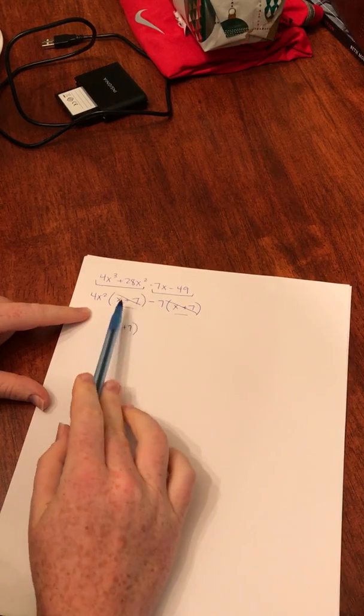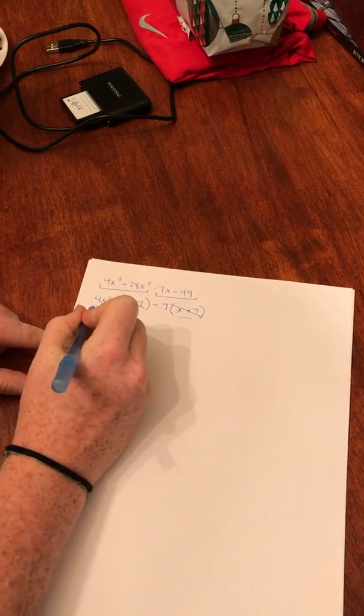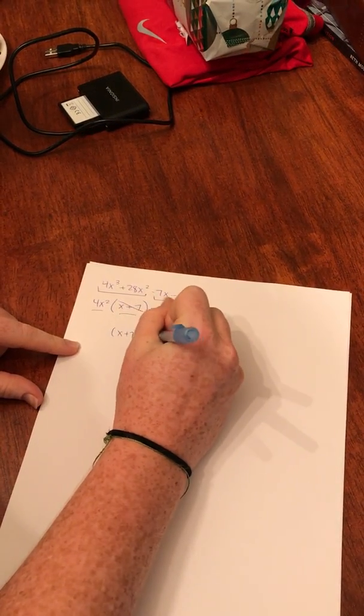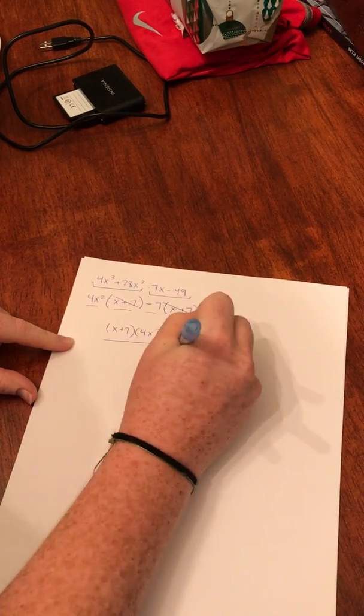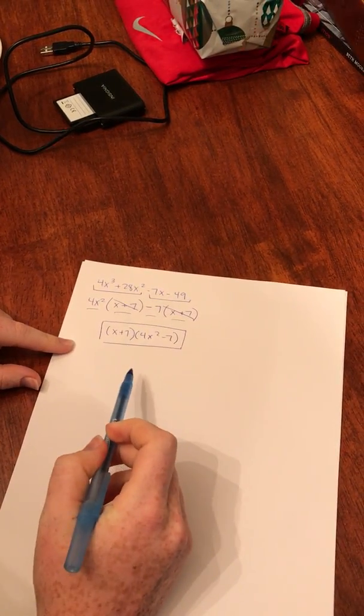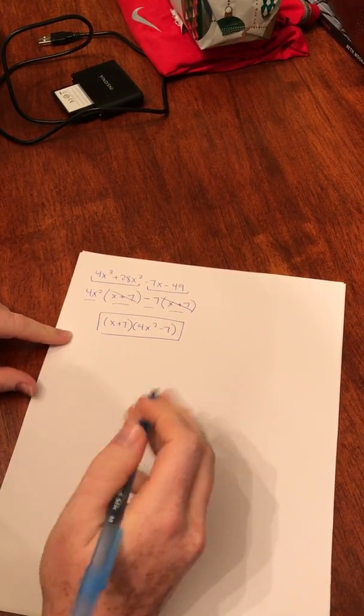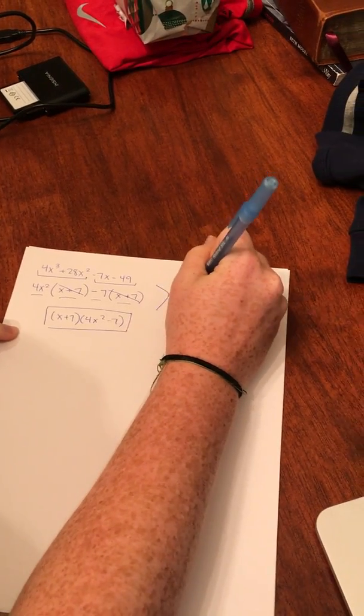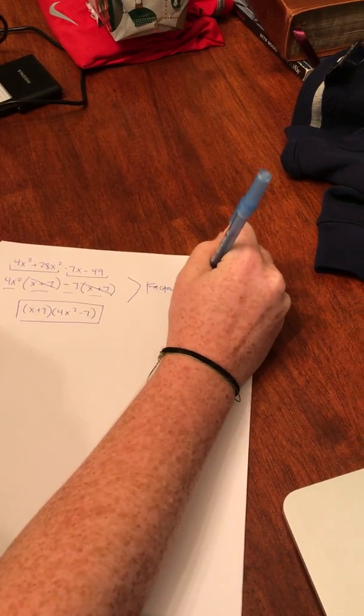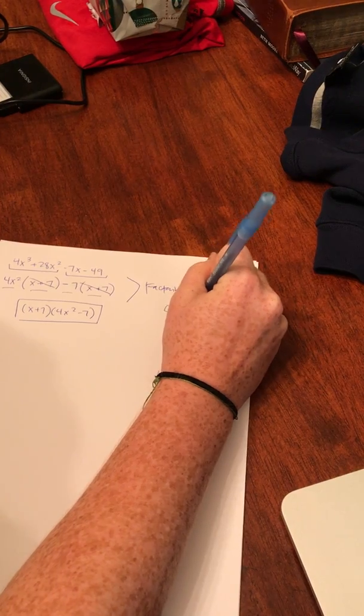And when we take both of those out, we are left with 4x squared minus 7. And that's your answer for the first one. So this would be factoring by grouping.